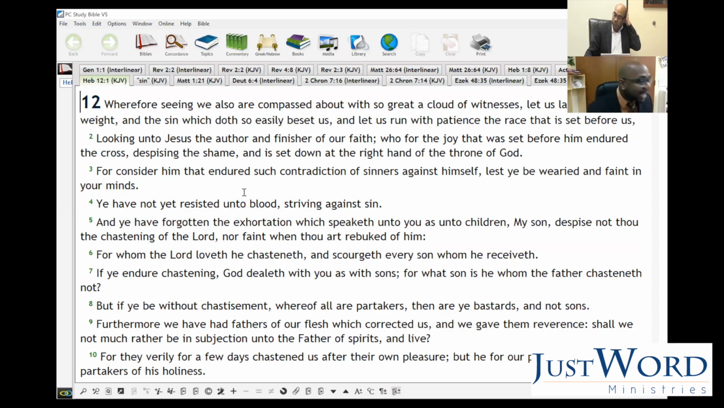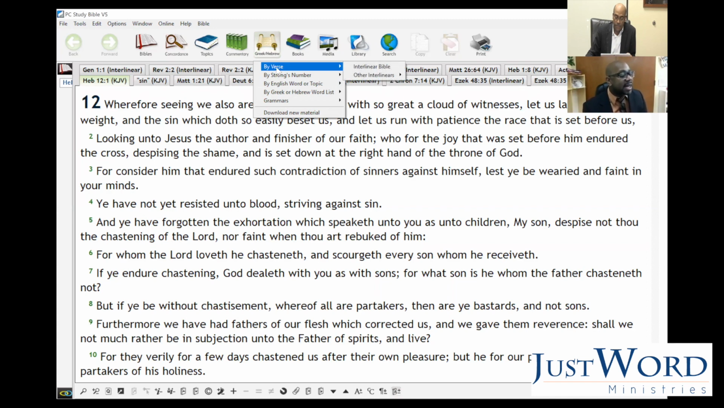One thing about sin also, before I start drawing, breaking this down, we see in Hebrews 12, verse 1 and 2. Let me share my screen. Terry, get Hebrews 12, verse 1 and 2. Wherefore, seeing we are also compassed about with so great a cloud of witnesses, let us lay aside every weight and the sin which doth so easily beset us, and let us run with patience the race that is set before us, looking unto Jesus, the author and finisher of our faith, who for the joy that was set before him endured the cross, despising the shame, and is set down at the right hand of the throne of God.